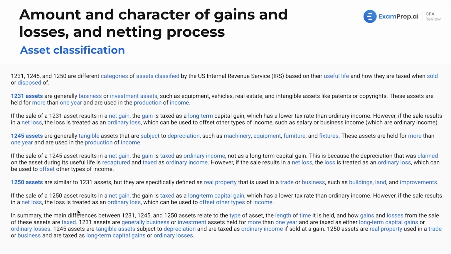All right, that was a nice run through of just seeing all the criteria here. In summary, the main differences between these assets relate to the type of the asset, the length of time it's held, and how gains and losses from the sale of these assets are taxed. 1231 assets are generally business or investment assets held for more than 1 year and are taxed as either long-term capital gains or ordinary losses. 1245 assets, these are tangible assets subject to depreciation and are taxed as ordinary income if sold at a gain. And 1250 assets are real property used in a trade or business and are taxed as long-term capital gains or ordinary losses. Perfect. We're running through, getting our practice in.